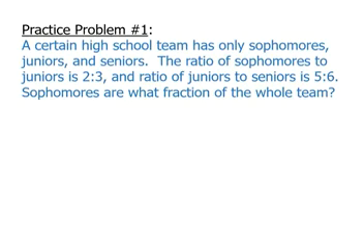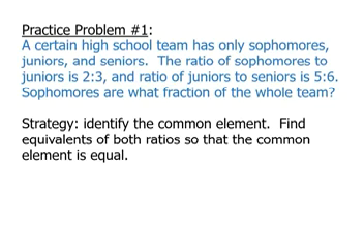Okay. A certain high school team has only sophomores, juniors, and seniors. The ratio of sophomores to juniors is 2 to 3, and the ratio of juniors to seniors is 5 to 6. Sophomores are what fraction of the whole team? So here we have these 2 ratios, and the strategy we're going to use is to identify the common element, juniors.